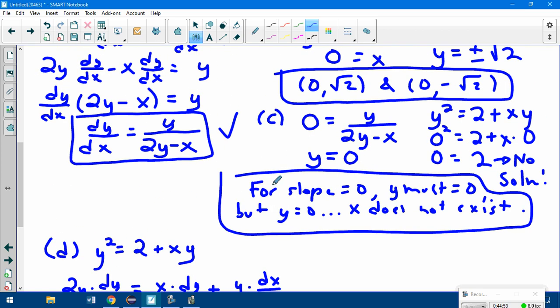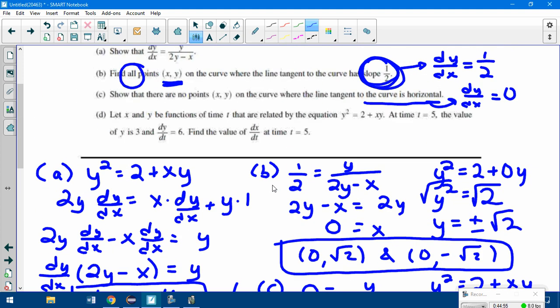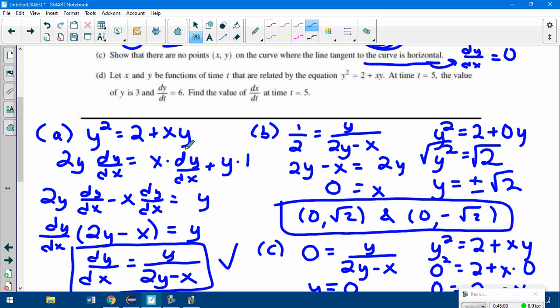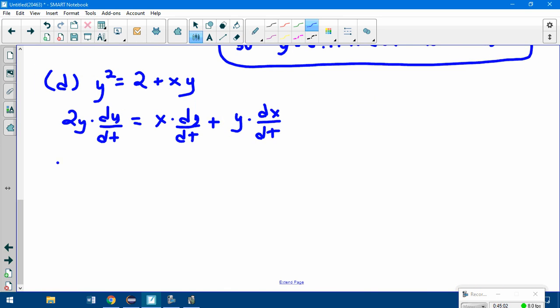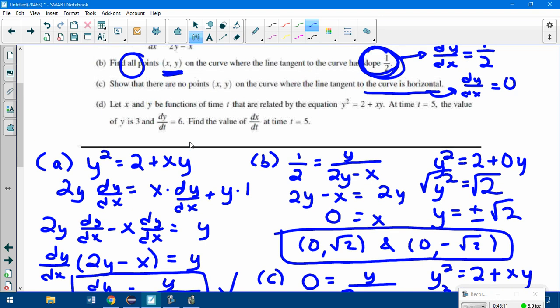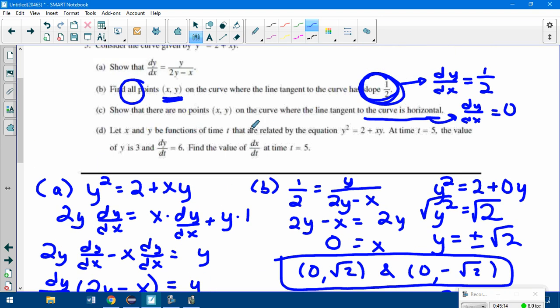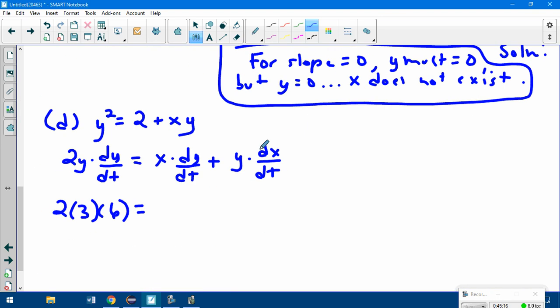Now I think they give us most of the information. They tell us that when t is 5, y is 3, and dy/dt is 6. So this is 2 times 3 times 6, y is 3, dy/dt is 6, equals, do I have x? No, and I want to find dx/dt. Any idea how I could find x? We're going to leave that blank for now. We know this is 6. We know y again is 3. I'm looking for dx/dt.